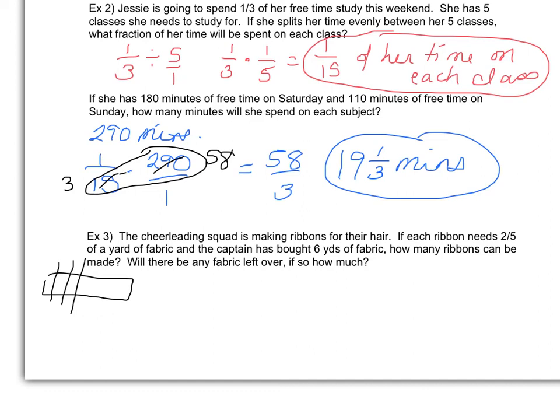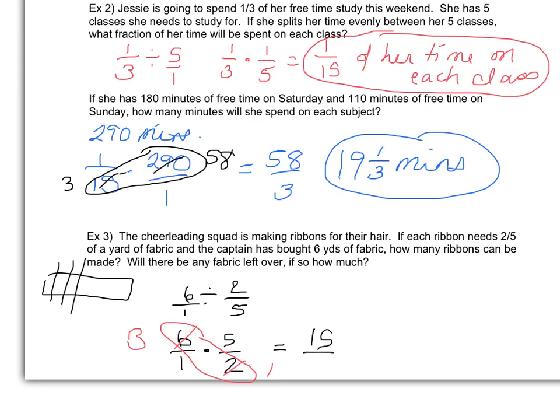So dividing that up, I'm going to take my 6 yards and divide it by the amount I need for each ribbon, and that's going to become 6 over 1. I'm going to leave that fraction alone, change divide to multiply. Band-Aid method, 6 and 2 are both divisible by 2, giving me 3 and 1. And straight across, 3 times 5 is 15, 1 times 1 is 1. So I get 15 ribbons total is how many I'm going to be able to make after splitting that chunk up.